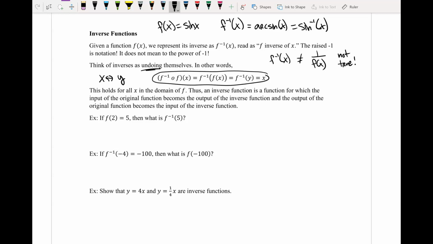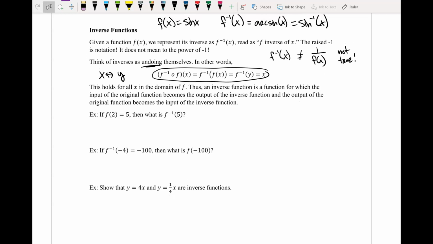A lot of them are pretty straightforward. An inverse function is a function for which the input of the original function becomes the output of the inverse function, and the output of the original function becomes the input of the inverse function. In other words, the x becomes the y, and the y becomes the x. That's kind of what an inverse function does.